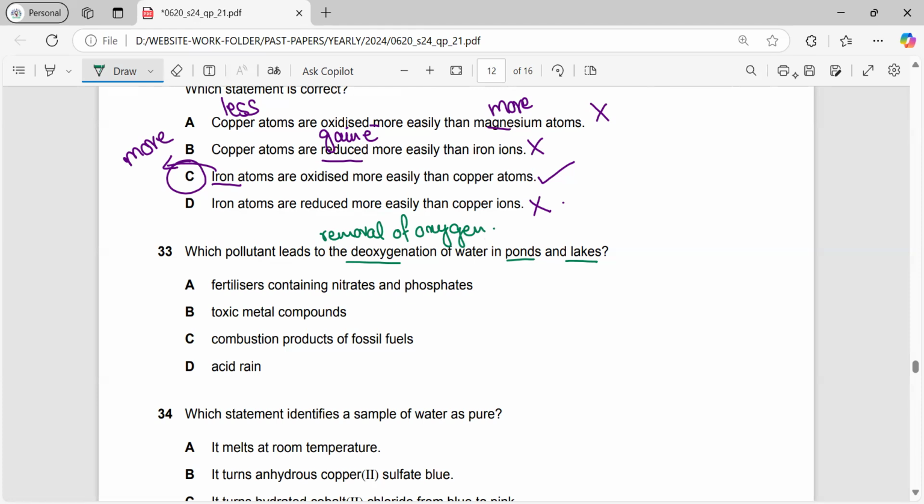Very easy. Fertilizers. Because fertilizers form a layer on the top of water and they block the entry of atmospheric oxygen. So the oxygen cannot enter into the water and cannot get absorbed into the water. That is why the water becomes deoxygenated. So the fertilizer layer blocks the entry of oxygen.